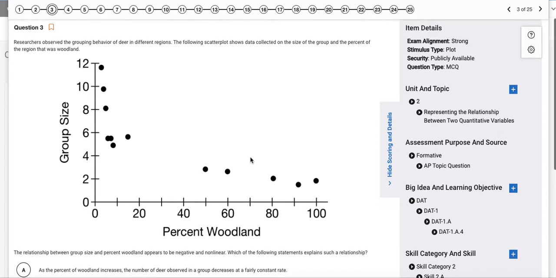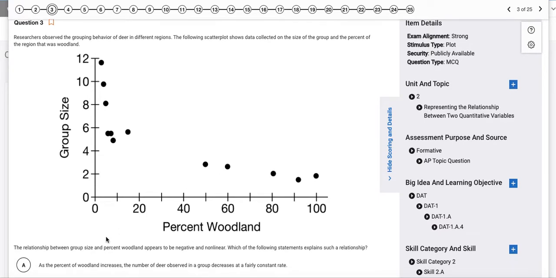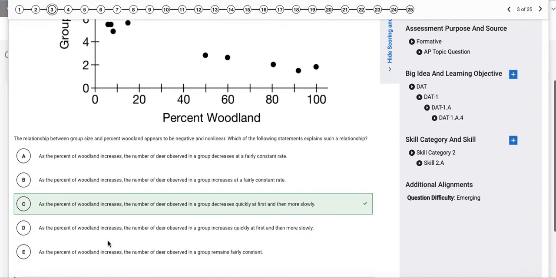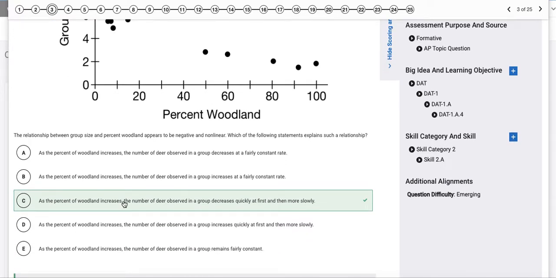We have a scatter plot here. So our X, our explanatory variable, remember X is explanatory, is the percent of woodlands. And then our Y, our response variable, is the group size of deer. Okay? So we notice that there's a negative association. You guys remember DFSU? The D is talking about direction. It's positive, negative, or neither. So we know that the answer is C because as the percent of woodland increases, we see the number of deer in the group decreases. Okay, so that's why the answer is C.